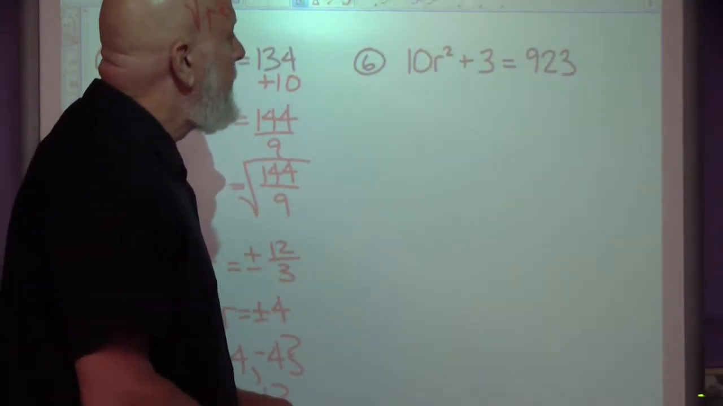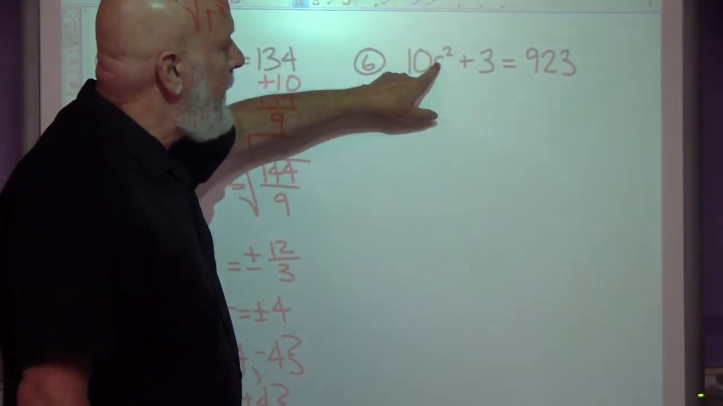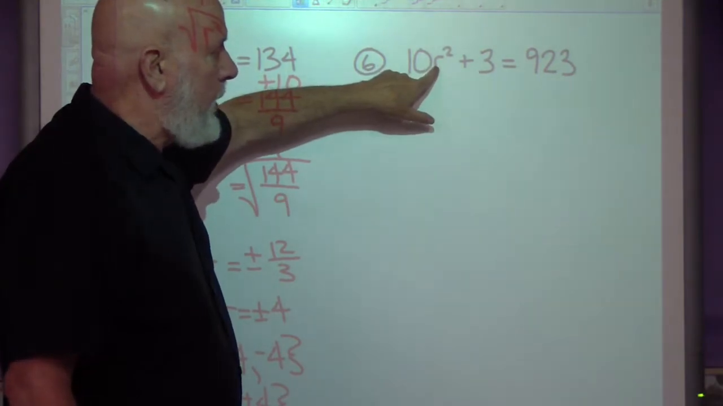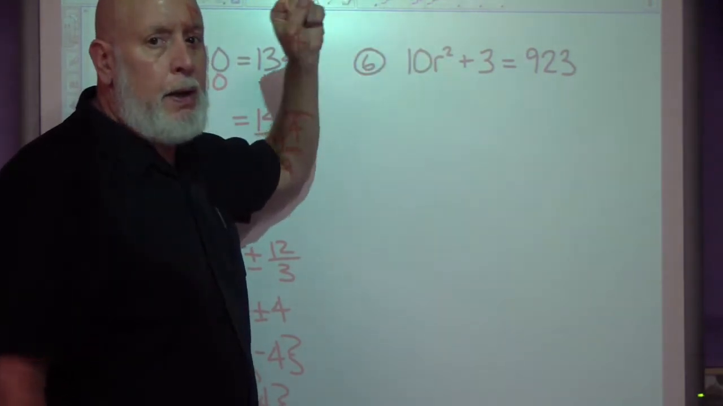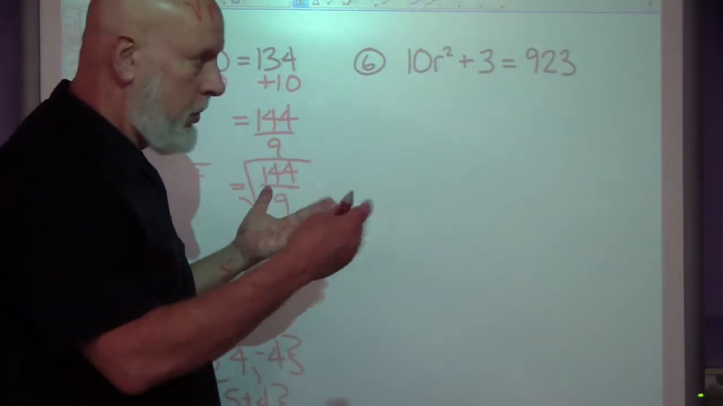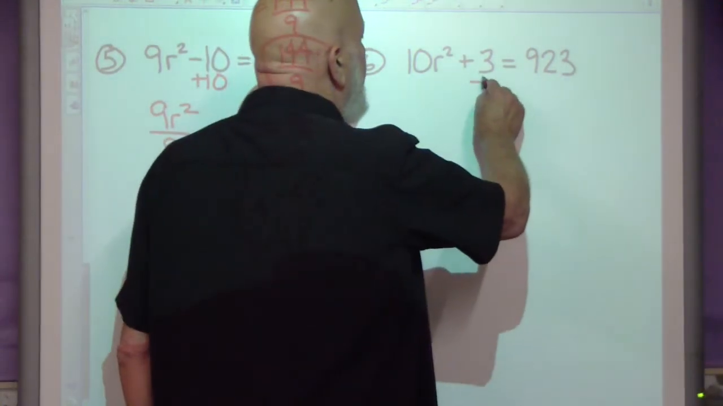Here we go, last example of how we're going to do this. I'm going to try to get r squared by itself. I'm going to subtract 3 from both sides, then divide by 10. That will isolate r squared. Once r squared is isolated, I'll take the square root of both sides, and remember to include positive and negative roots or solutions. Here we go, subtracting 3 from both sides.